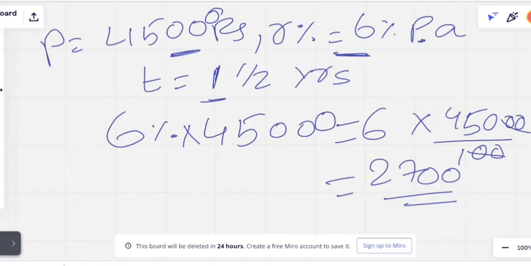Calculating for half a year is also very easy, right? 2,700 divided by 2, exactly half, is 1,350. So 2,700 plus 1,350 is going to be 4,050. So the interest we are getting for 1.5 years is going to be 4,050. You can take multiple examples to get a clear overview.